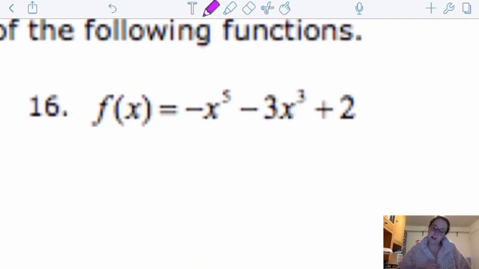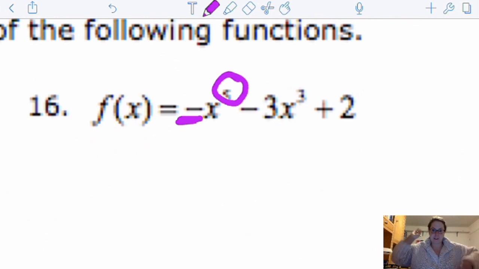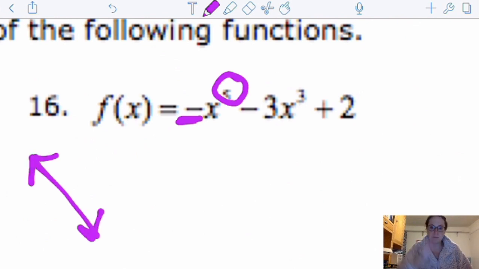For this one, I have an odd degree, but I have a negative leading coefficient. So odd, they shouldn't be odd from each other. Negative, it should be like a line with a negative slope. So this would be up to the left, down to the right.